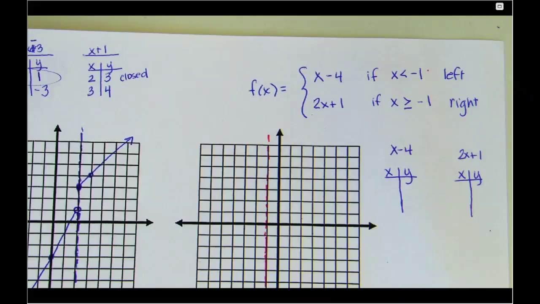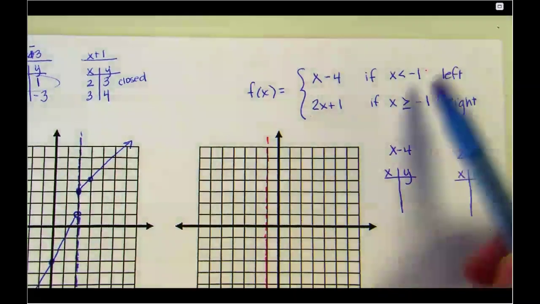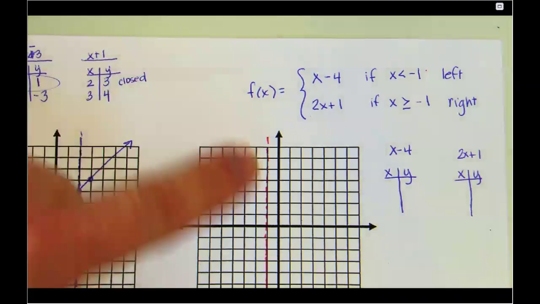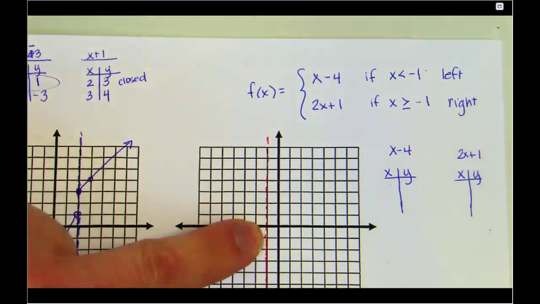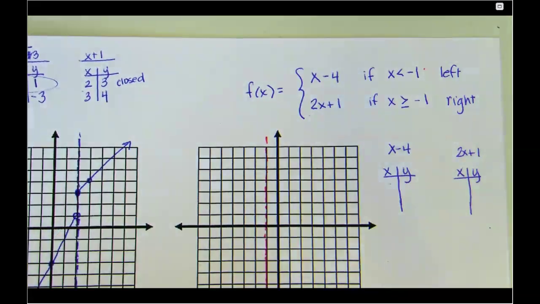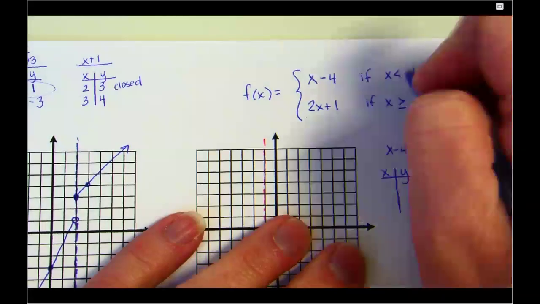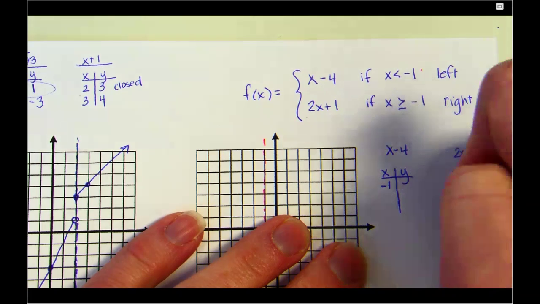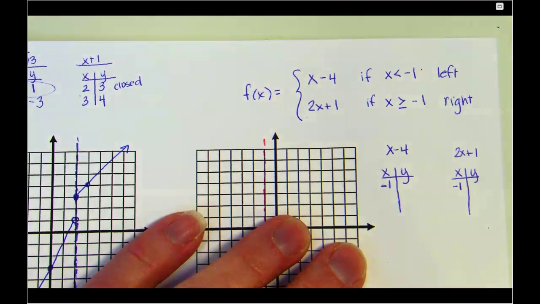Okay, so you have to have this dotted line number in both of those tables. That's why we had a 2 in both of those in our other one. We had the same number. So you have to have -1 in both of those tables. It's not an option.